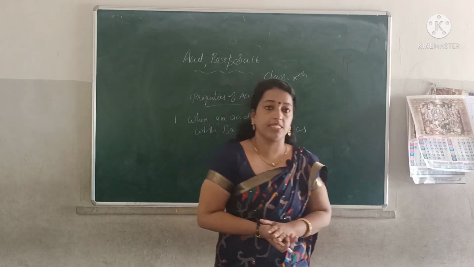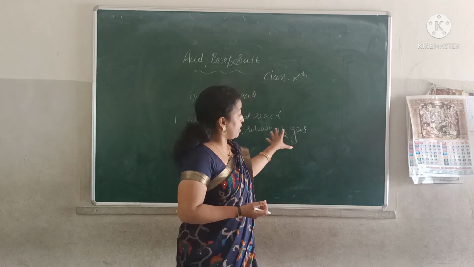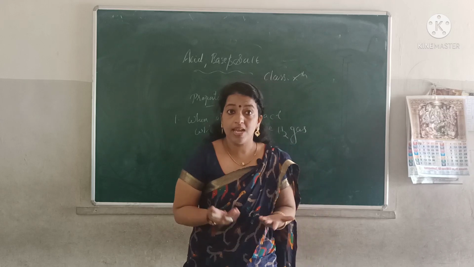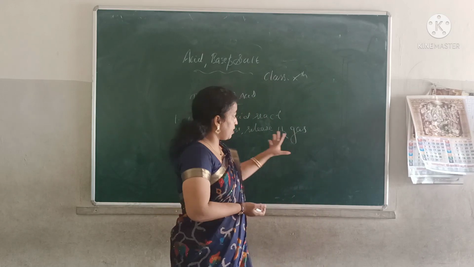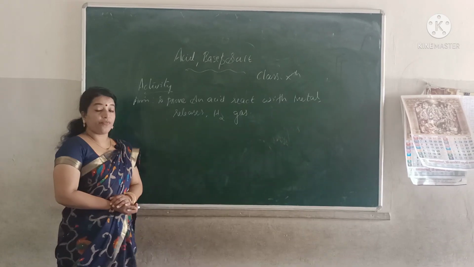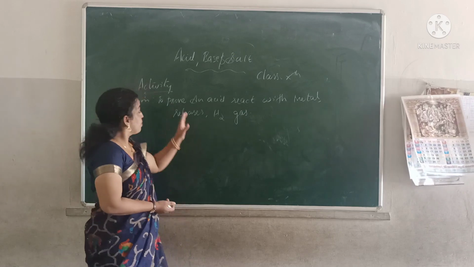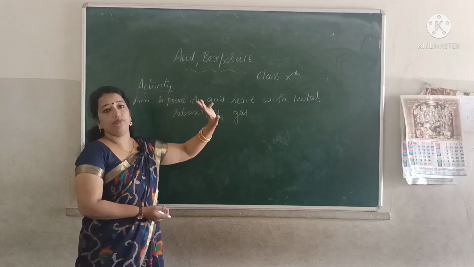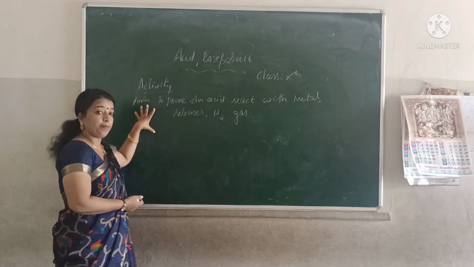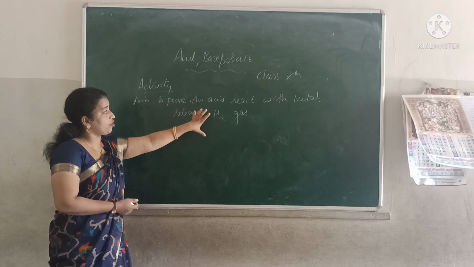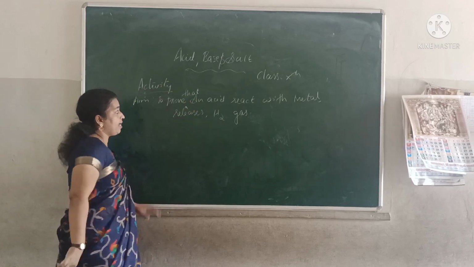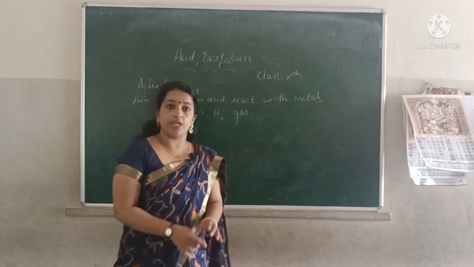This is a statement of a property, so we have to prove it. Is the statement correct or not? How to prove? Through experiment only. So let us do the experiment of this statement. First, the explanation of the activity. In an activity, we know there are aim, materials required, procedure, observation, result. So what is the aim? The aim is to prove that an acid reacts with a metal and releases hydrogen gas.